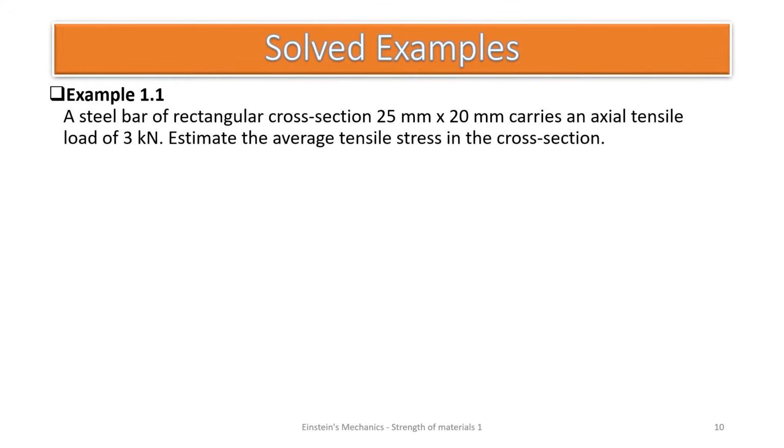Now to the solved problems. Problem 1. A steel bar of rectangular cross-section 25 millimeters by 20 millimeters carries an axial tensile load of 3 kilonewtons. Estimate the average tensile stress in the cross section. So we have a rectangular bar that is 25 by 20 millimeters, and the force. Solution.